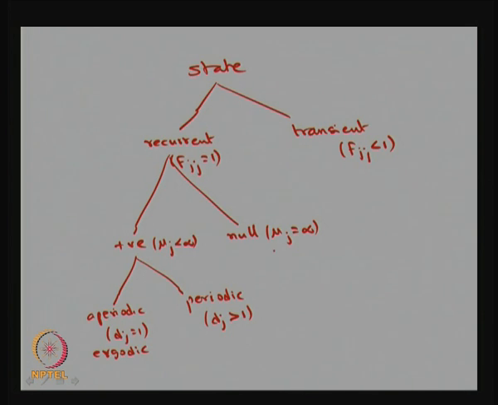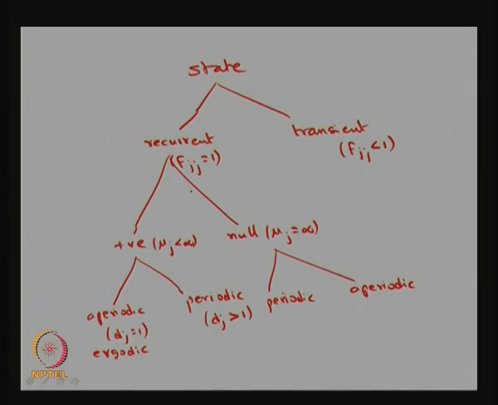Similarly, I can classify the null recurrent state into two. One is periodic and the other one is aperiodic. The absorbing state is a special case of positive recurrent state, where the transition probability from a state to itself is 1. So, this is the way you can classify the state as a recurrent state or transient state, positive recurrent state, null recurrent state. Again, each one could be a periodic or aperiodic state.